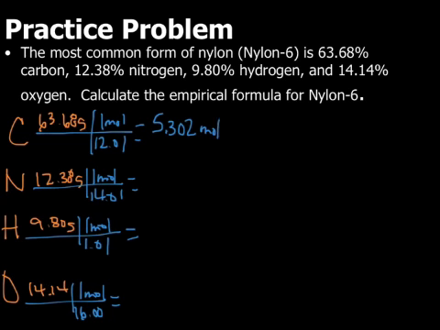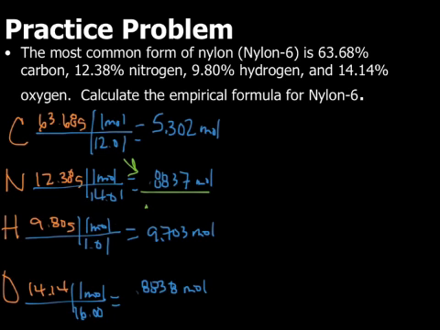Nitrogen, 0.8837 moles. Hydrogen, 9.703 moles, and again notice I'm keeping 4 sig figs at this step. Oxygen, 0.8838 moles. Okay, next up, now I'm looking for my lowest whole number ratio, so I'm going to divide by the smallest, which is this one. So everything is going to divide by the smallest.